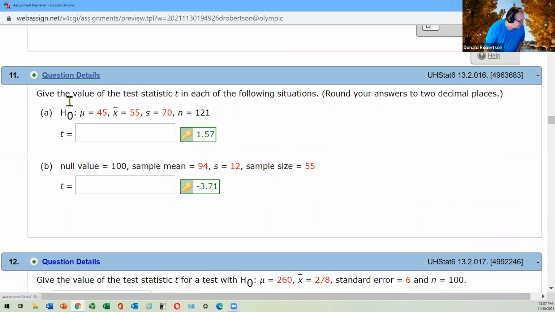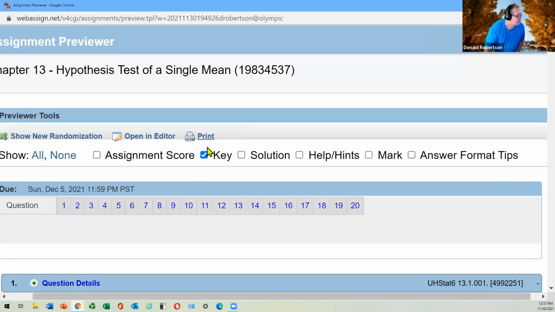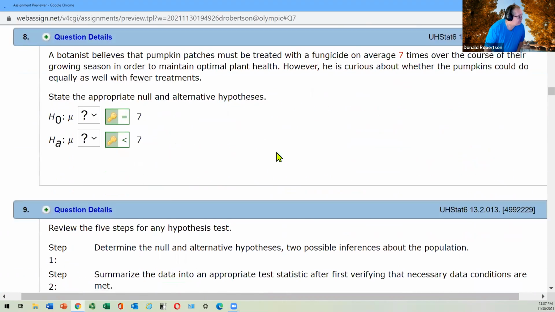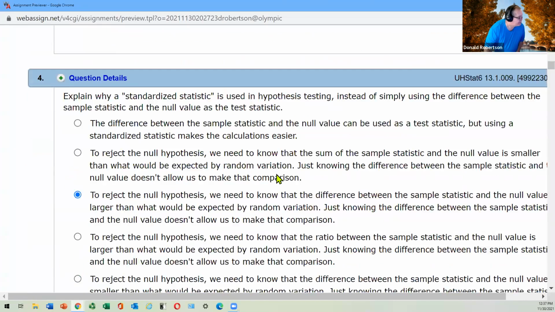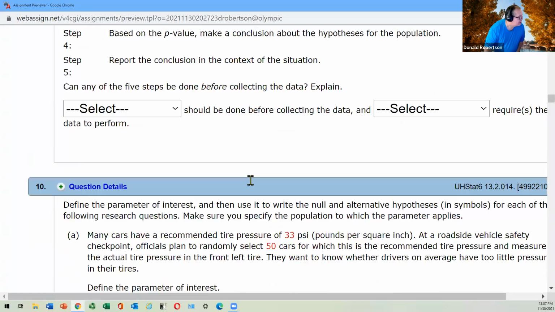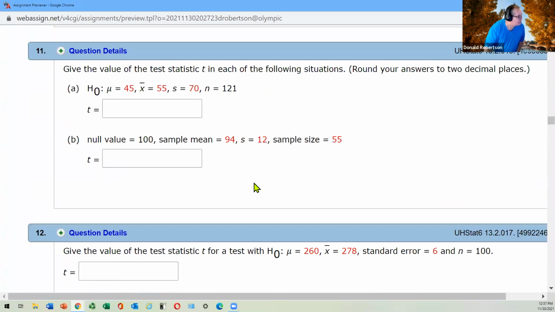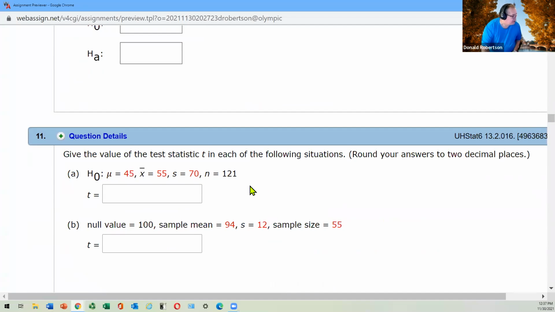Right, now this question here is asking us to get the t-score. So let me kick that number out because I don't want you to see that now. So we've talked about that kind of question before. So let's see what that would look like in real life.